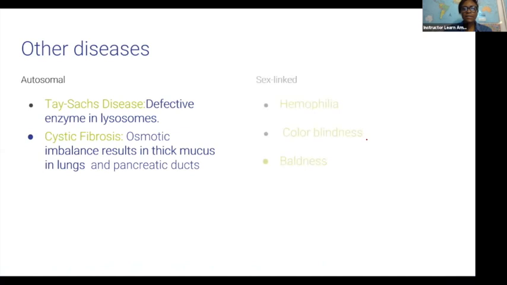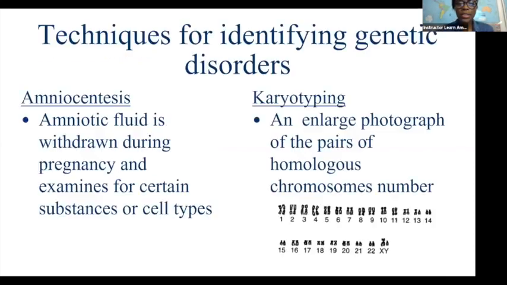So there are other diseases that I could show you here, like Tay-Sachs, which affects the autosome chromosome and the lysosomes. We have cystic fibrosis, which affects the osmotic, as in osmosis, effect in the lungs. There's an imbalance which causes a buildup of mucus in the lungs, and so that affects the breathing process. And then there are some disorders that are linked primarily to the sex chromosome, such as hemophilia, color blindness, and baldness.